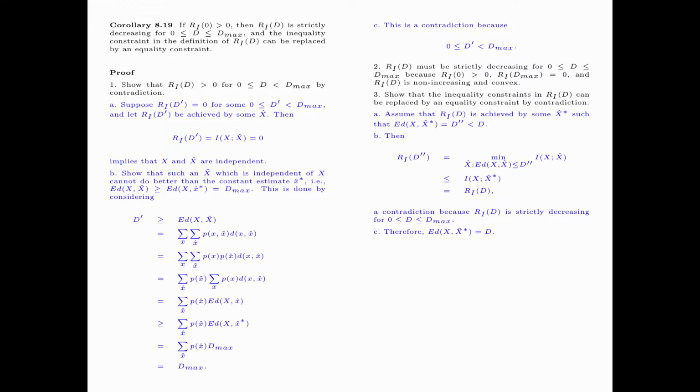And therefore, we conclude that the expectation of d(X, x hat star) is exactly equal to d instead of strictly less than d. Thus, the inequality constraint in the definition of R_I(d) can be replaced by an equality constraint. Now we have finished the proof of Corollary 8.19.